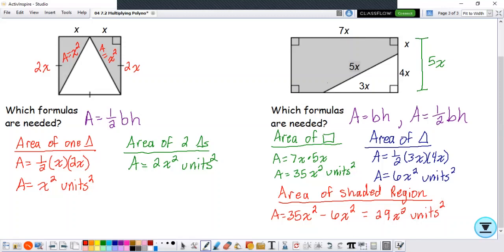So we can find the area of the whole shape, find the area of the part that's being cut out, and complete a subtraction, find the difference, to find the area of a shaded region.